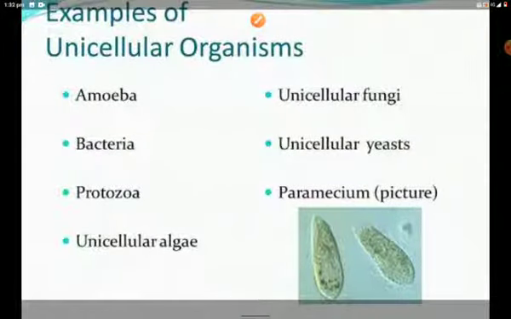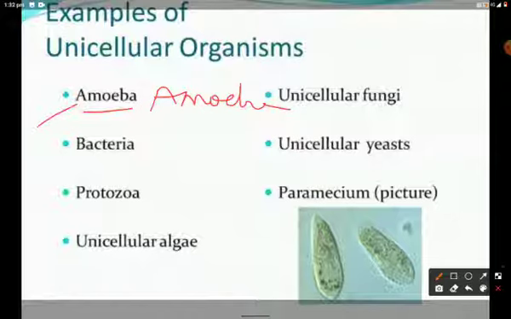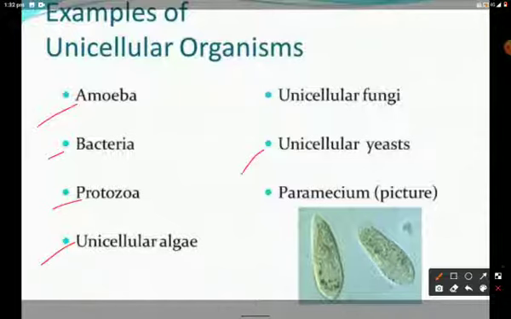Yes, see next. Examples of unicellular organisms. Here I gave seven examples. There are more, you can also read in higher classes. Amoeba. See the spelling: A-M-O-E-B-A. Amoeba. Bacteria. Protozoa. Unicellular algae, unicellular yeast, unicellular fungi, and paramecia are examples of unicellular organisms.